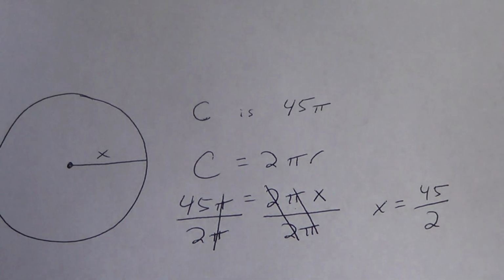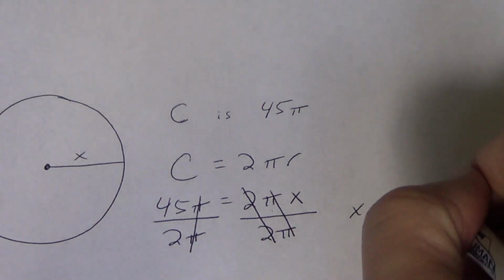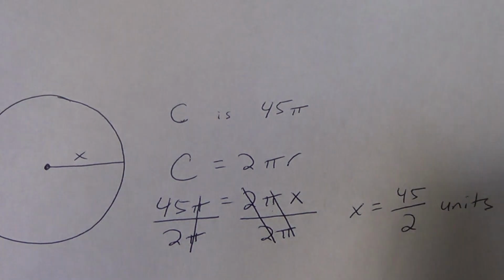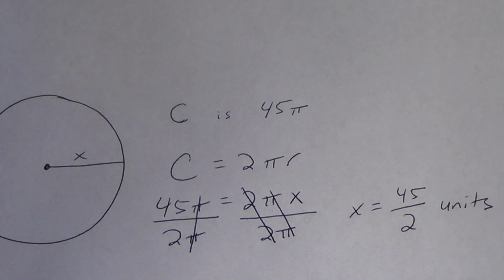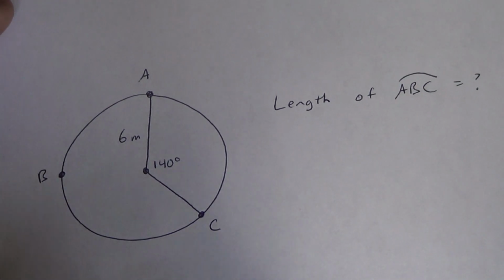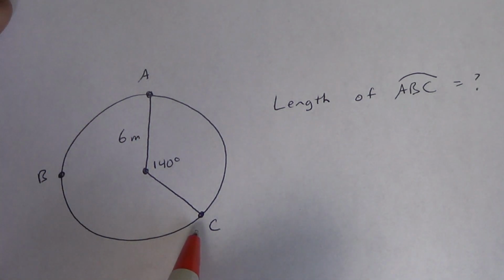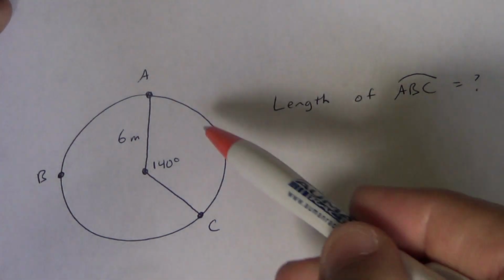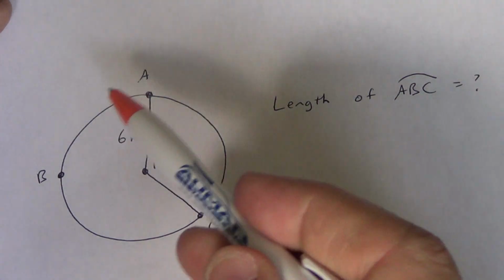Now this one I didn't actually give you a label on, so we'll just label it with units. Okay, well, that could be feet or centimeters or whatever. All right, and you don't need to go to decimals on something like that. You can just leave it as a fraction. All right, next one. The length of arc ABC. Make sure you realize we're talking about this length, okay? So we're not talking about the minor arc, we're talking about the major arc.